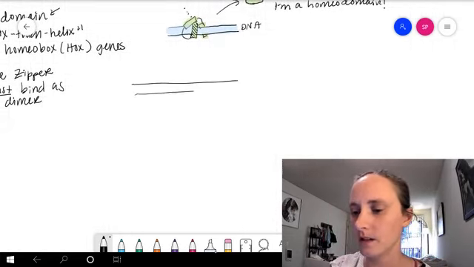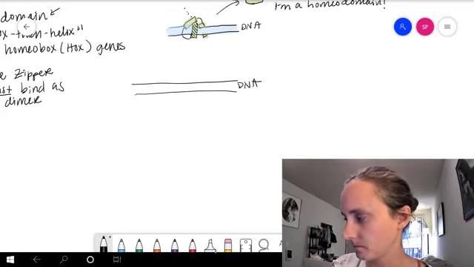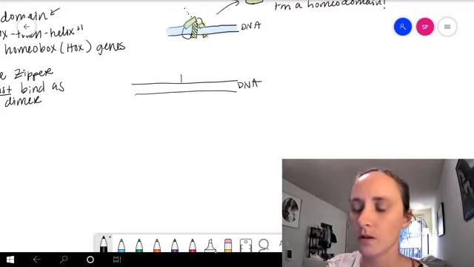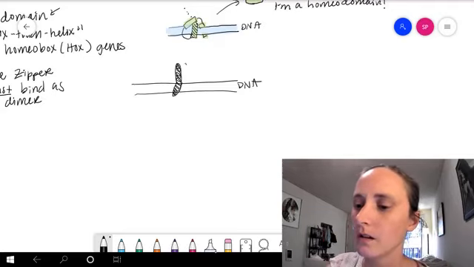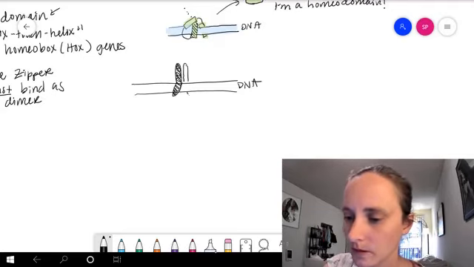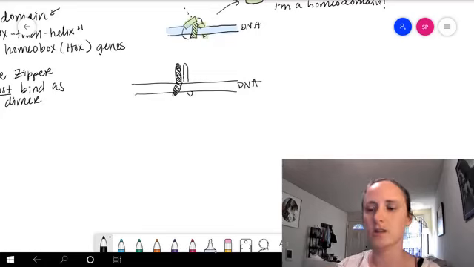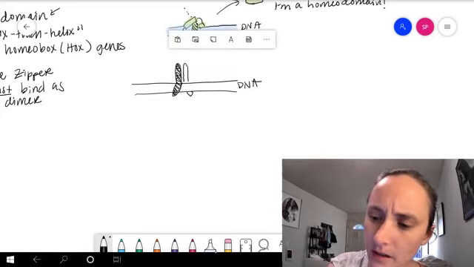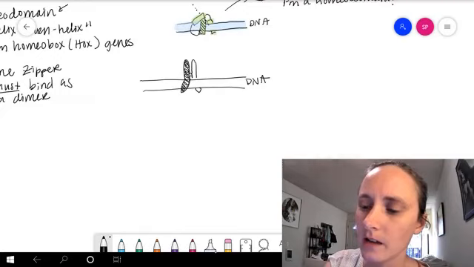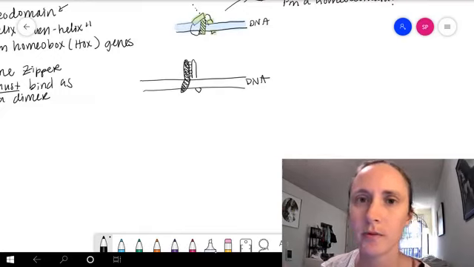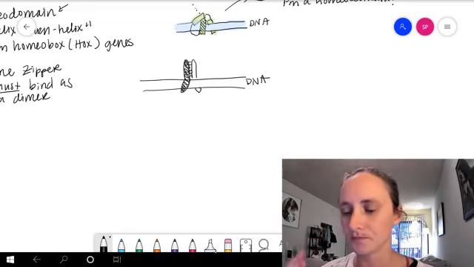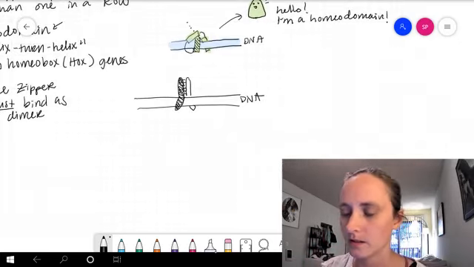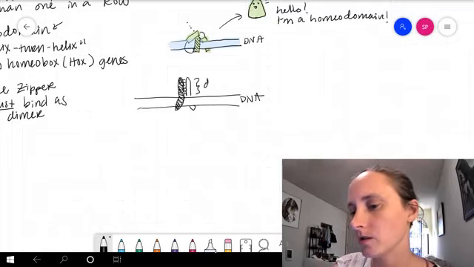So here's our DNA. Here is one monomer of the leucine zipper. It kind of looks like an L like that. And here is the other monomer. Here's sort of showing it kind of pinching DNA. And then the parts that aren't touching the DNA are not hydrogen bonding, but they are zippered together by hydrophobic residues. So this is called the dimerization domain.